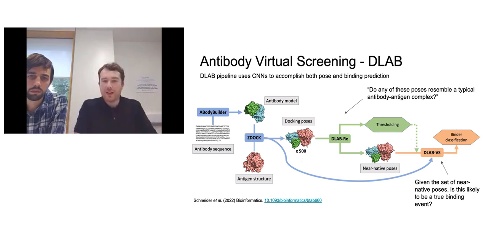You can't just go from sequence to predicting binding. We start by saying, okay, let's use a bodybuilder to model the structure of our antibody, and we have a crystal structure of our antibody target. And then we use tools such as ZDock to predict a set of docking poses. We use an ensemble of 500 poses, for example: this is how we think things could fit. This is their 3D complementarity.